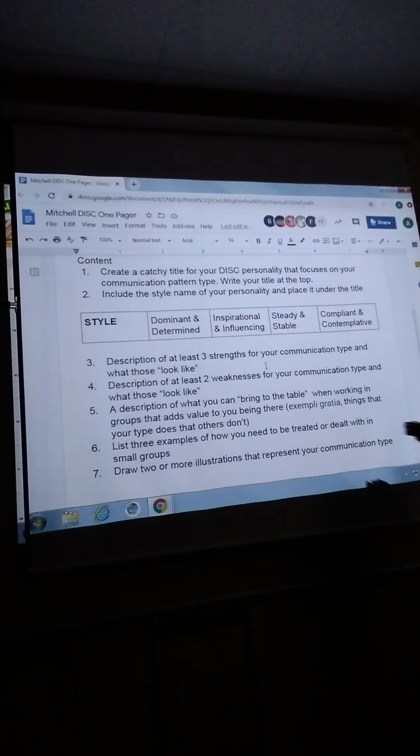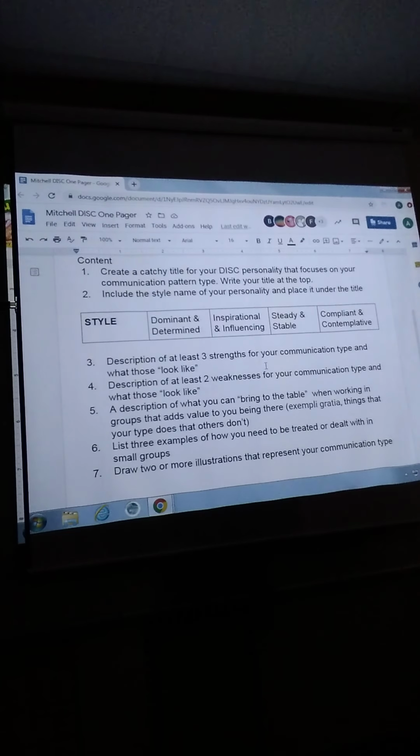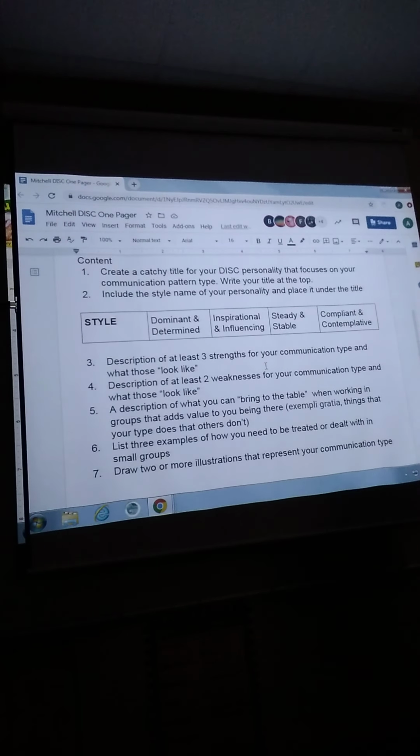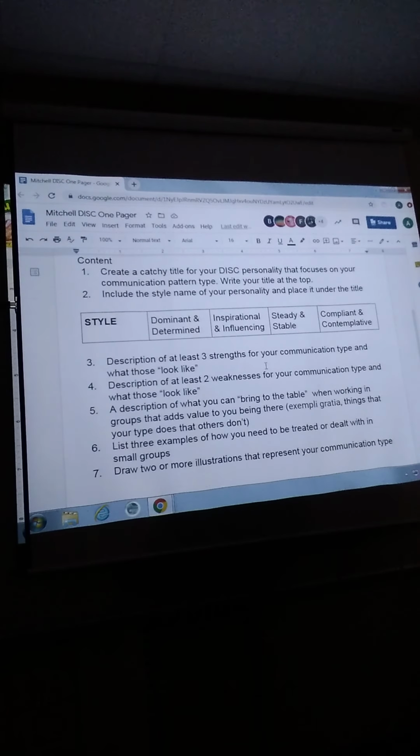Okay, number 5, you need to have a description of what do you bring to the table? What do you bring to working together? Maybe you're super organized, okay? So you can include what you bring to the table, what strengths that you bring to working together. For example, things that your type does that others don't do. Okay, maybe you bring to the table, you are outspoken, you're not afraid to speak your mind. Okay, where others are a little more timid. Okay, so that could be one of your items that you bring to the table.